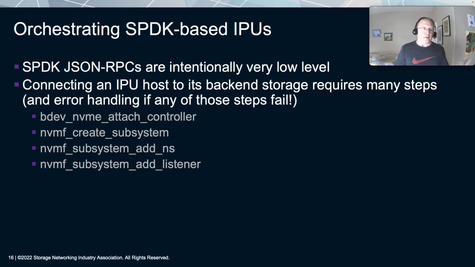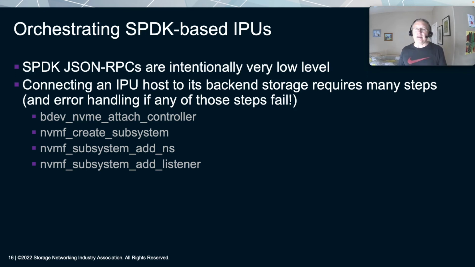For example, the basic steps for what I was just talking about: first you do bdev NVMe attach controller. So you tell the IPU, go attach to this remote NVMe TCP subsystem. Then you tell the NVMe-oF target layer, I want you to create a subsystem. This is a subsystem that's going to be presented to the IPU host. Then we discover some namespace on that NVMe TCP subsystem, and we attach or add it to the NVMe subsystem.